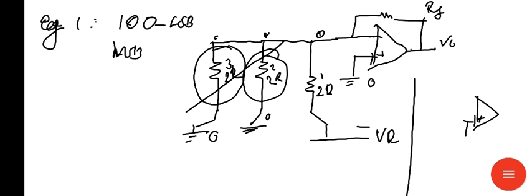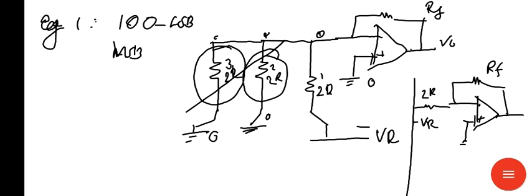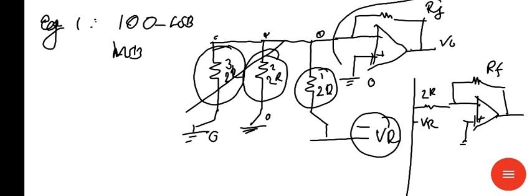The plus terminal is grounded, this is minus, this is RF, and the circuit is only 2R, and the minus VR of 2R.